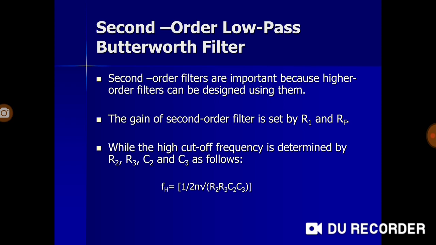The gain is again set by R1 and RF. One important thing will be coming in after this. The cutoff frequency is determined by R2, R3, C2 and C3. Now what you have to take care of is, like we have one RC section for first order, when we design the second order low pass filter, there will be another RC section. We already had R1 and RF on the inverting input side, which was determining the passband gain of the filter. For second order it is fixed, but still it has to be there.